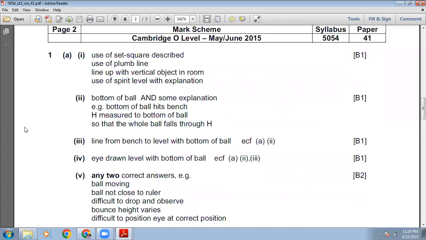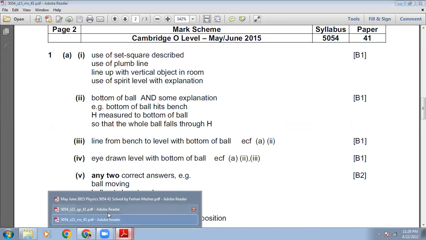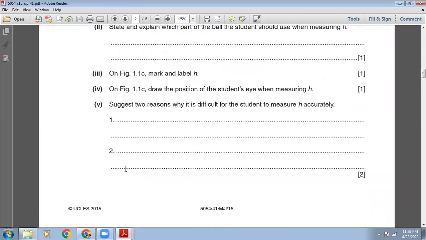So let's have a look at the marking scheme and what it has to say: bottom of the ball, and some explanation that the bottom of the ball hits the bench, and h measured to the bottom of the ball. Another very important thing is that capital H was also measured from the bottom of the ball. Okay, so let's go to the next question.